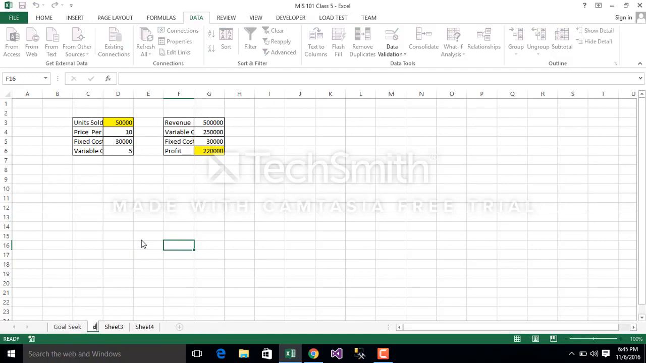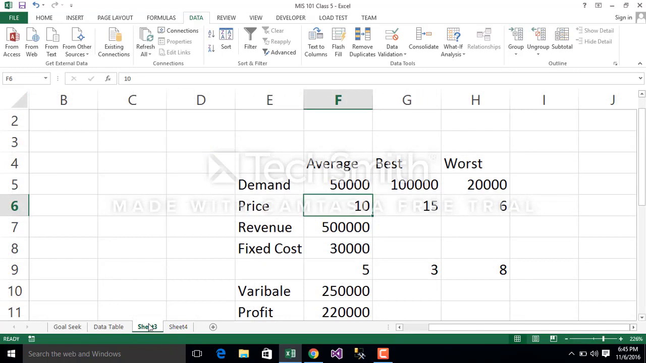data table. So data table, there are two types of data table. One is one way, another is two way. So two way data table, and two.